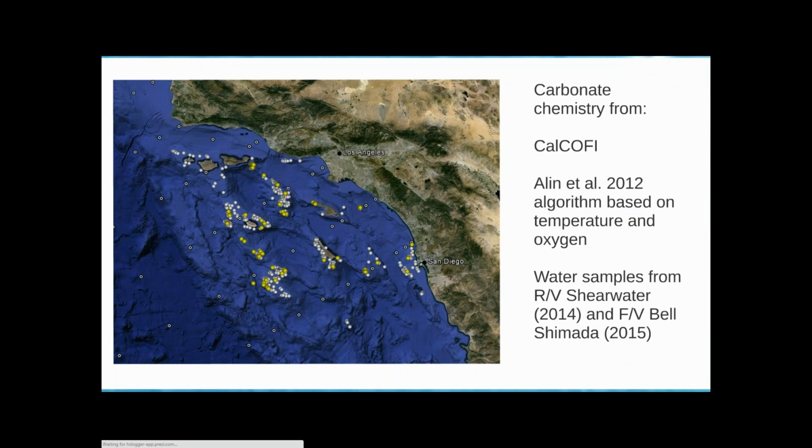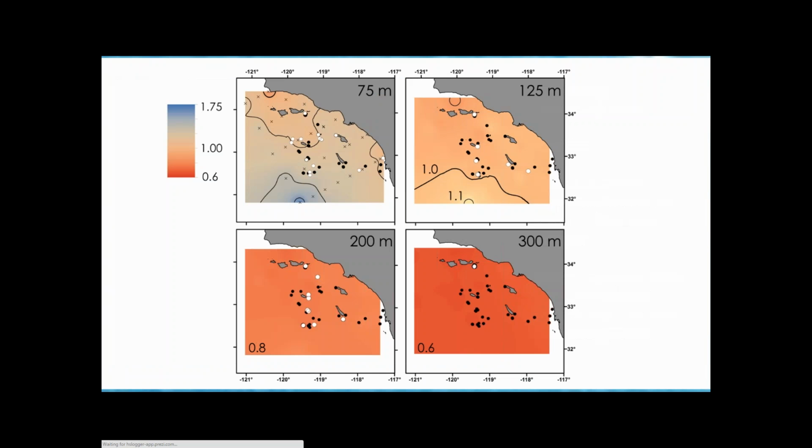As well as by us on the sanctuary's vessel Shearwater and by the Belshimana in April. So using this data, we mapped average aragonite saturations at 4 depths. And you can see that spatial variability is relatively reduced at depth, going all the way down to aragonite saturation of 0.6 at 300 meters. This is among the lowest values ever reported for reef-building coral.